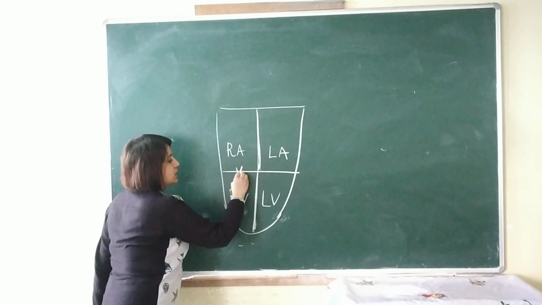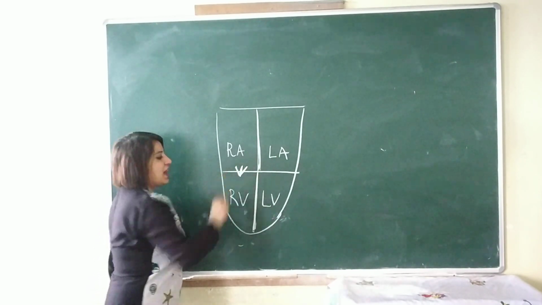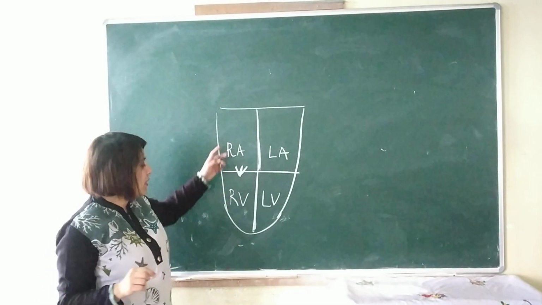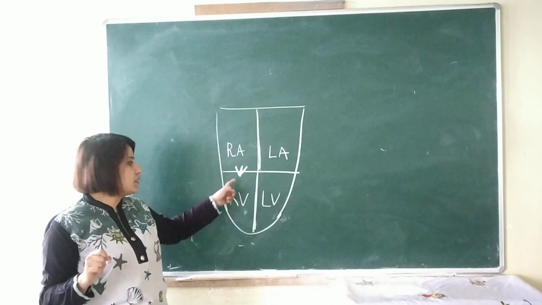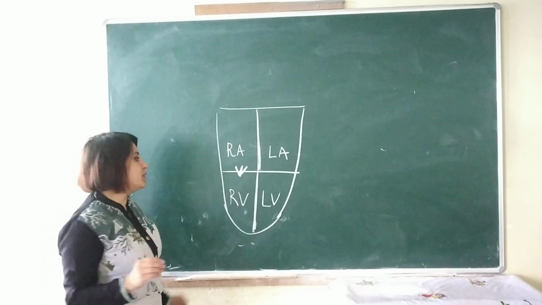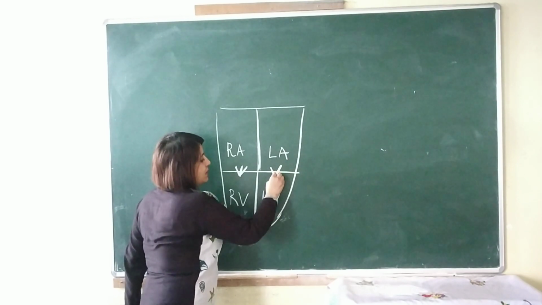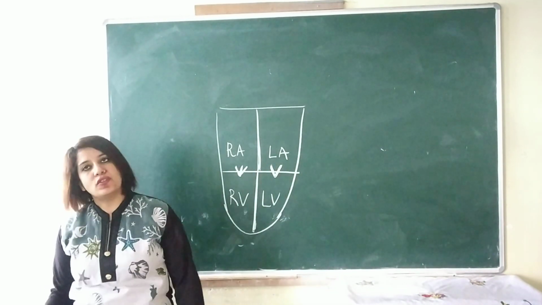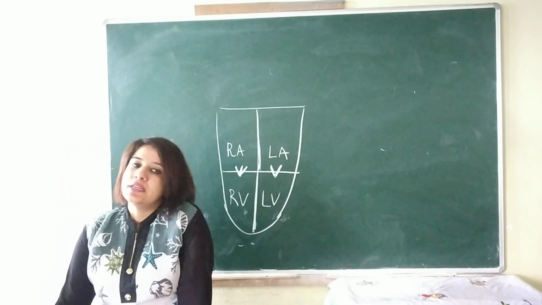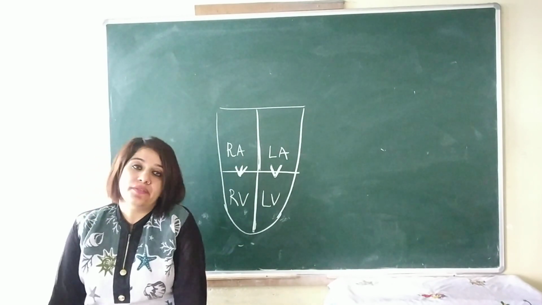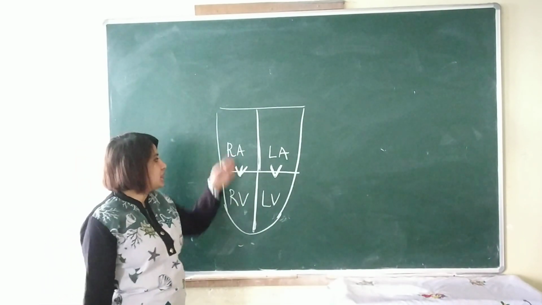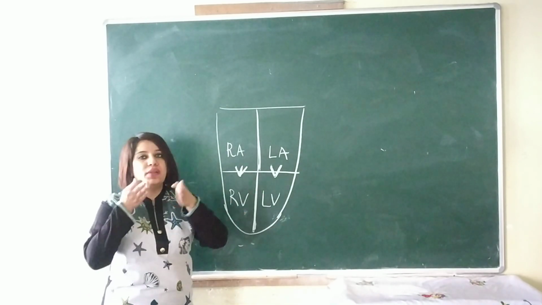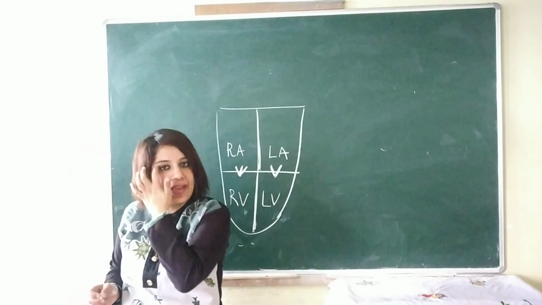We also discussed the valve present between the right auricle and right ventricle, that is the tricuspid valve, and the valve present between the left auricle and left ventricle, that is the bicuspid valve. The valve prevents the backflow of blood. That means blood can flow only in one direction.